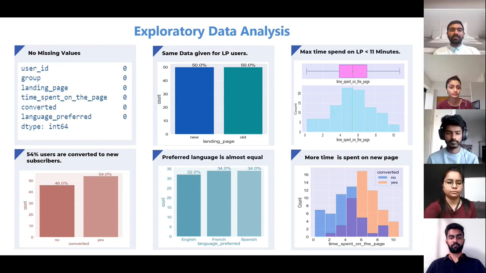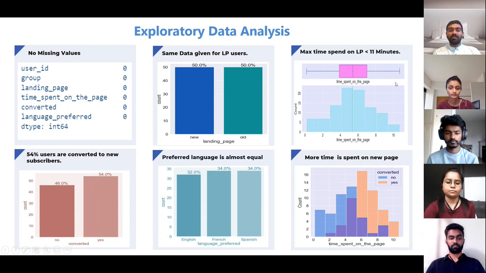In this slide, I will explain the data analysis of the given dataset. As shown in figure 1, there are no missing values in any of the columns, so we can say that the data is complete. Figure 2 says that users have spent an equal amount of time on both new as well as old landing pages. Based on figure 3, on average, less than 11 minutes were spent on the landing page by the user. Moreover, when we plotted this box plot to find any outliers in the data, we didn't find any. So we can say that the data is normally distributed.